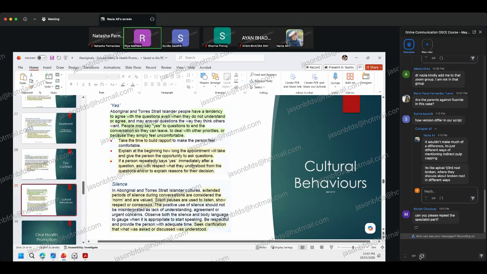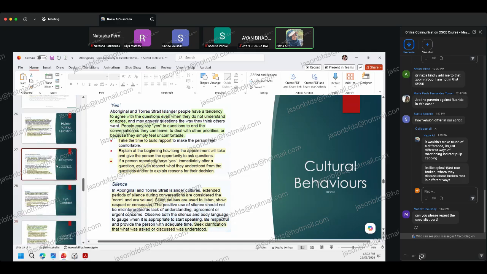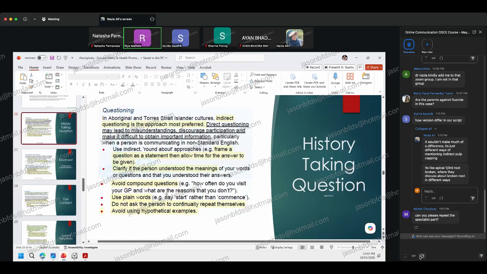All right. So, yeah, that's what it says. People may say yes to questions to end the conversation. It's not that they're agreeing, it's the opposite of what we're assuming. They're saying yes so that they can get on with their own life, deal with their own priorities. You are not a priority. That means they don't want to come back again. Okay, so that's where we have to make sure.